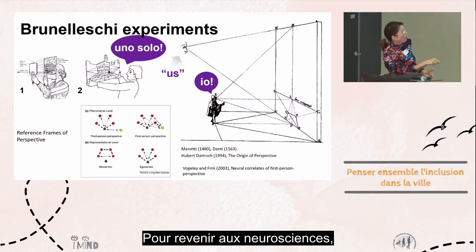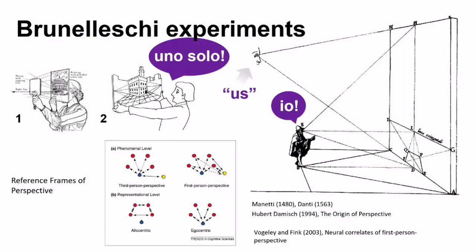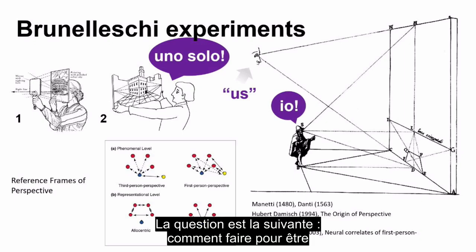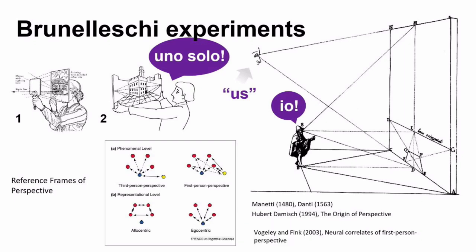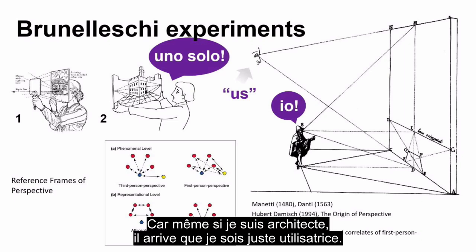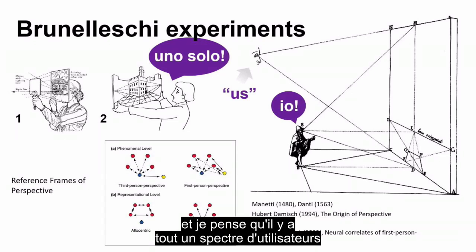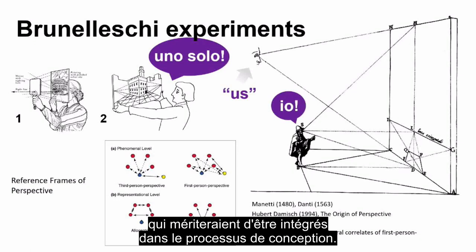And you see that if we come back to neuroscience, we have, like here, the allocentric view. The viewer is outside. And here we have an egocentric view. So this is really the subject, I. And the question is, how can we make this work so that we can be users and designers at the same time? Because even if I'm an architect, sometimes I'm just a user. So I experience myself being both. And I think that there is a whole spectrum of users that could benefit from being integrated in the design process.